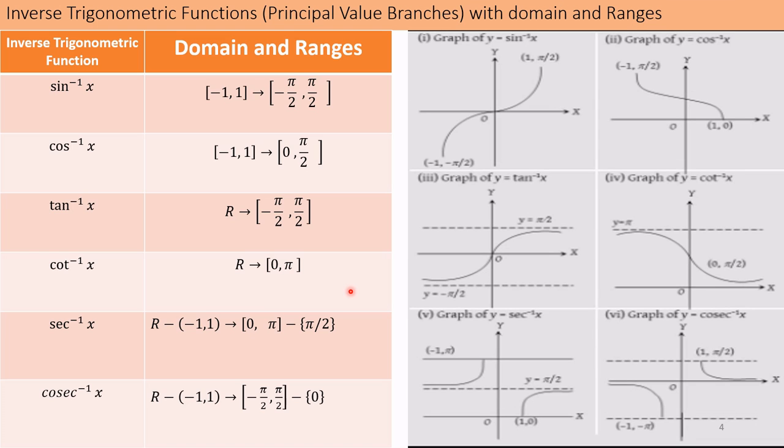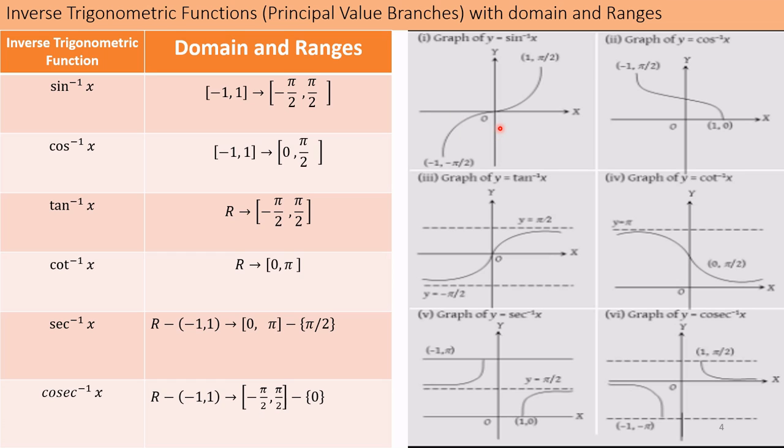It is shown on the right hand side. Please see here, for sine inverse x the domain is -1 comma 1. Here is x equal to -1 and here is +1. Therefore, the values lie between the top point, plus pi/2, and the bottom, minus pi/2. This is for sine inverse x.